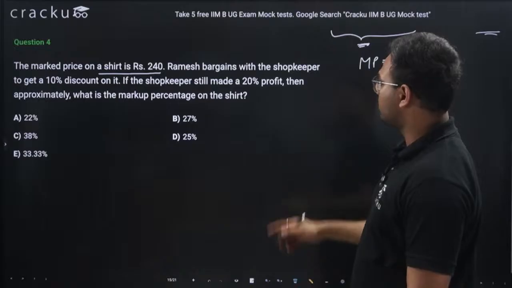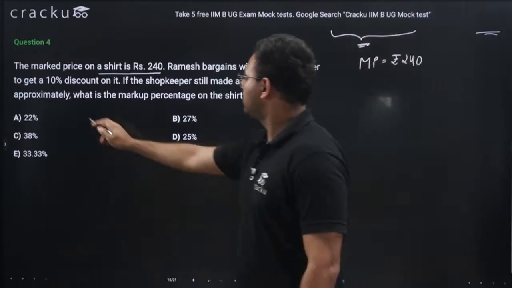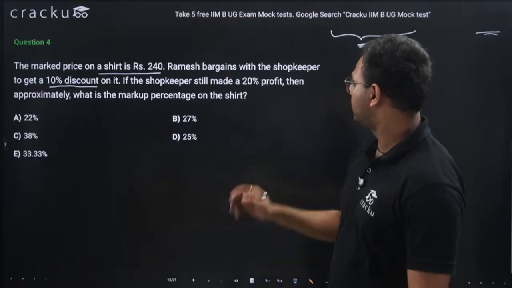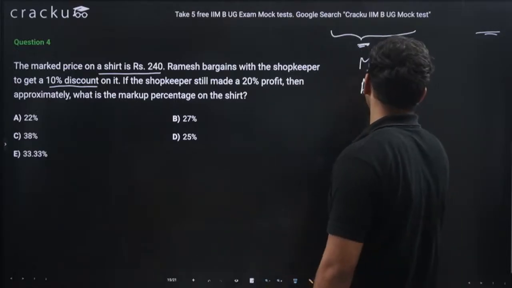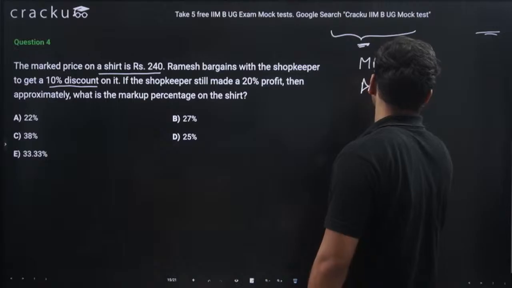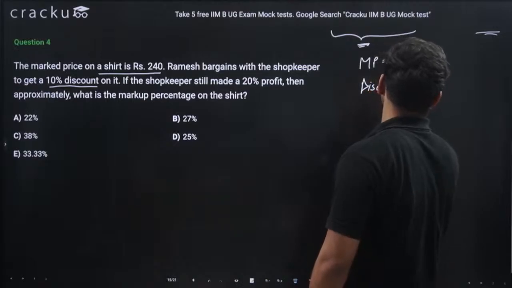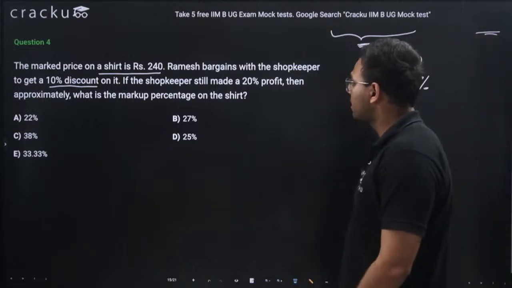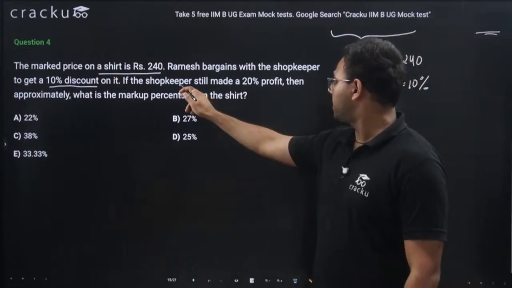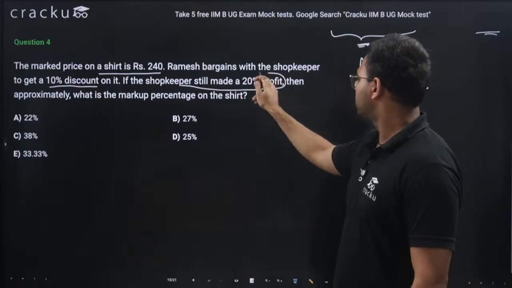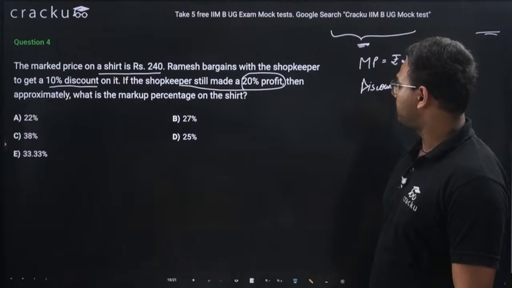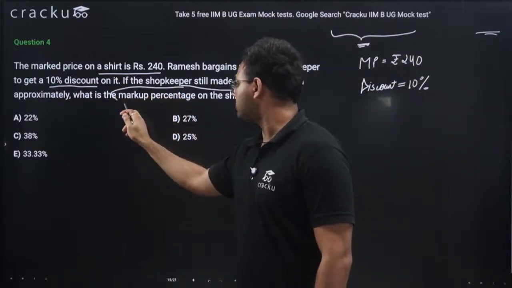Ramesh bargains with the shopkeeper to get a 10% discount on it. Ramesh is bargaining with the shopkeeper to get 10% discount on it. The discount is equal to 10%. If the shopkeeper still made a profit of 20%, so he's still making a profit of 20%, then approximately what is the markup percentage on the shirt?